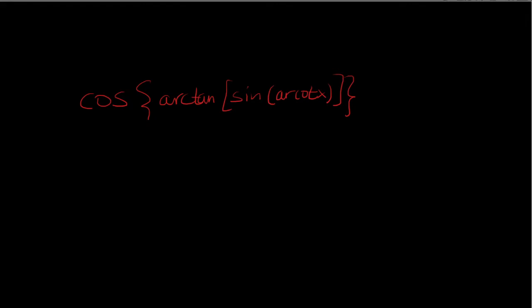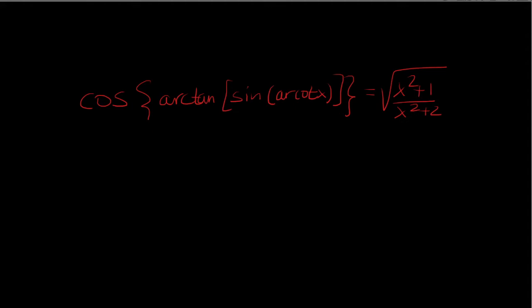In this video, we want to show that cosine of arctangent of sine of arccotangent of x is equal to the square root of x squared plus 1 over x squared plus 2.